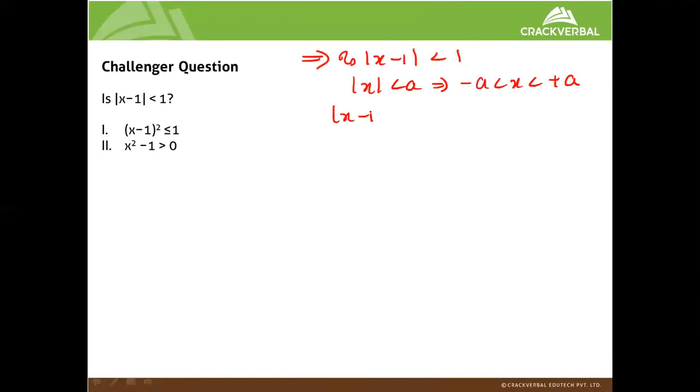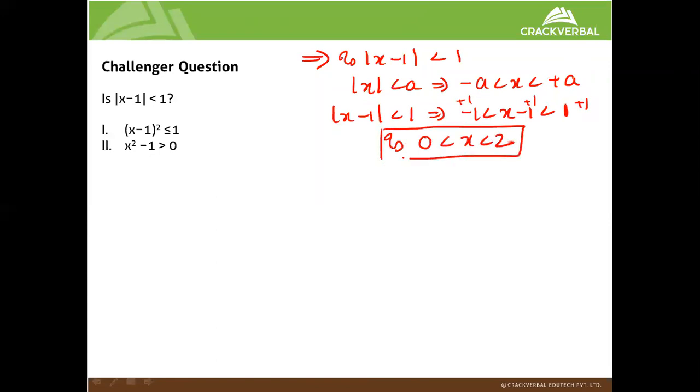So if mod of x minus 1 is less than 1, the range will always be from minus 1 less than x minus 1 less than 1. So I'm going to add 1 throughout. So the question is asking me, is x between 0 and 2? This is what the exact question is.